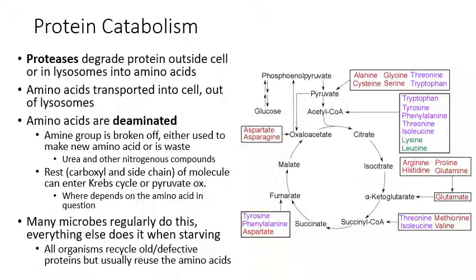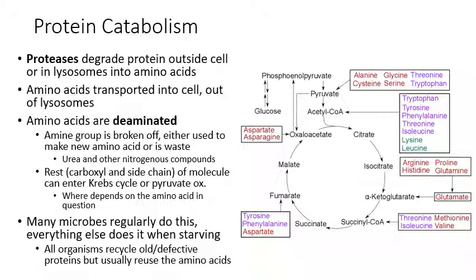Then you're going to transport those amino acids either into the cell or outside of the lysosome into the general cytosol of the cell. And the first step, once you get the amino acid in the cell, is to break off the amino group, and that's called deamination. The amino group has a couple of different fates. You could actually use it to make a new amino acid of a different type, or it's a waste product.